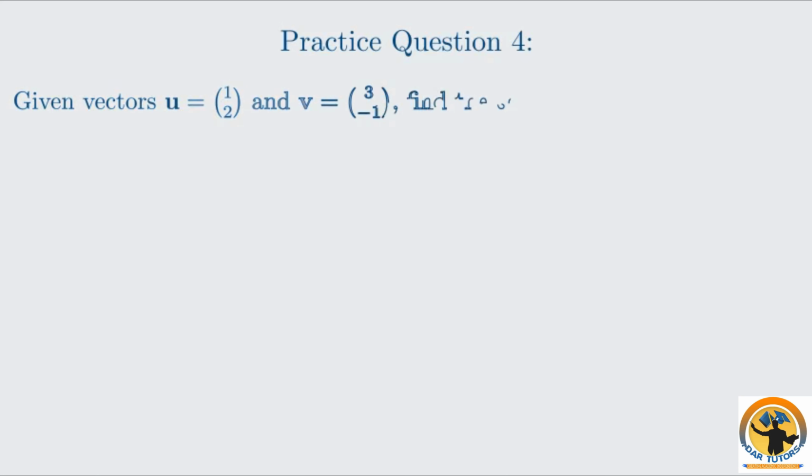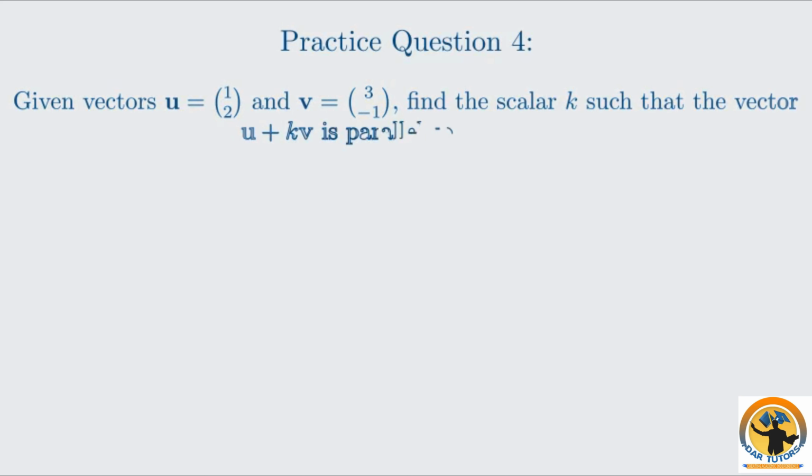Here is your fourth practice question. Pause the video and try to solve it. Question 4. Given vectors u equals (1, 2) and v equals (3, -1), find the scalar k such that the vector u plus kv is parallel to the x-axis. Let's go through the solution.